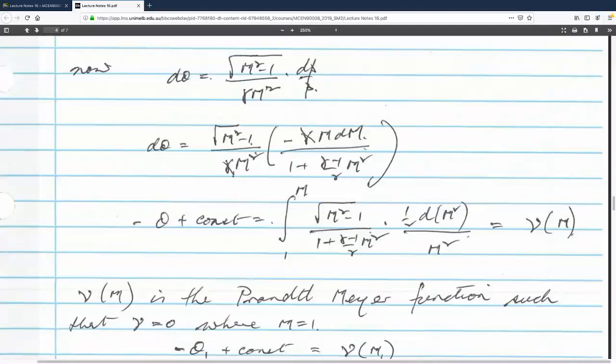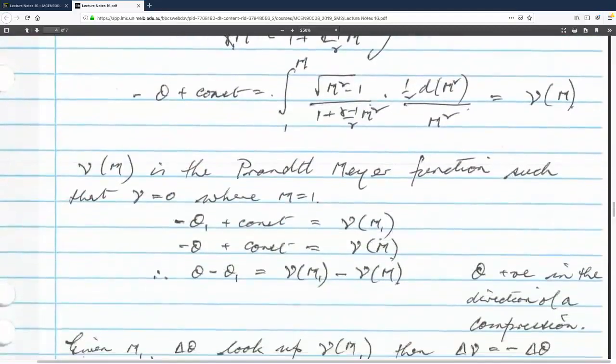And in general, minus theta plus a constant is nu of the Mach number M. So one minus the other, theta minus theta 1 will be nu of M1 minus nu of M. And theta is positive in the direction of a compression, namely where the Mach number goes down.